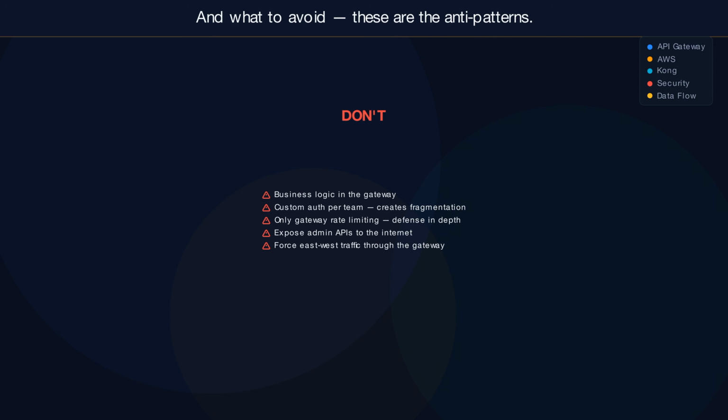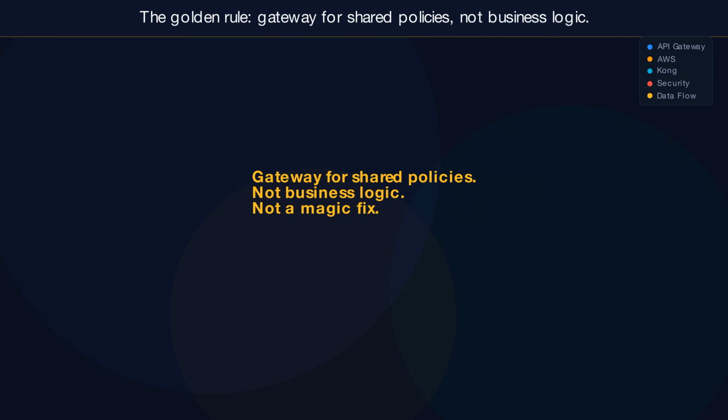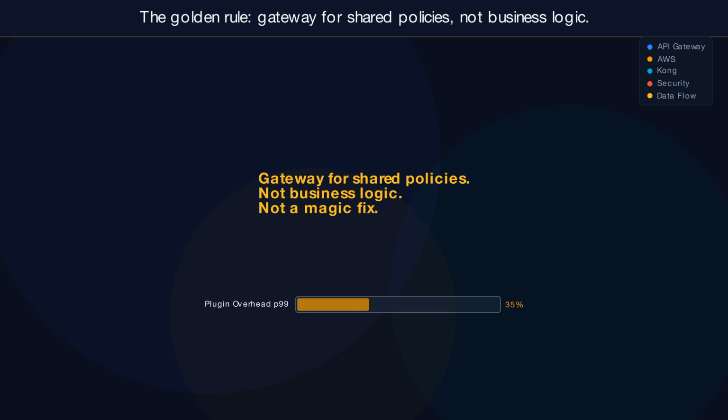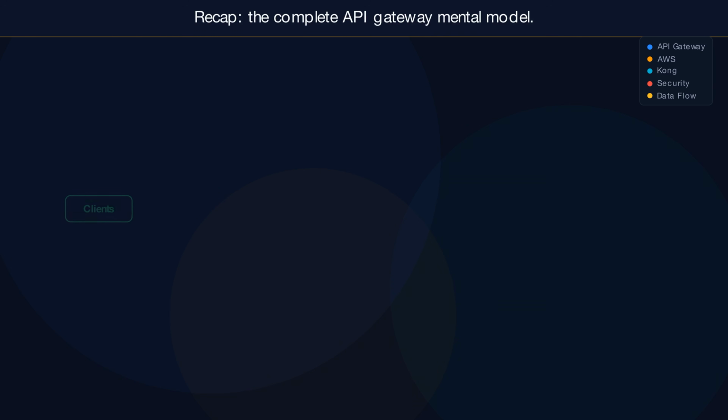The golden rule. Use the gateway for cross-cutting concerns. Authentication, rate limiting, observability, routing, never for business logic. An API gateway is not a magic fix for bad service design. It's the policy enforcement layer that makes good service design work at scale.